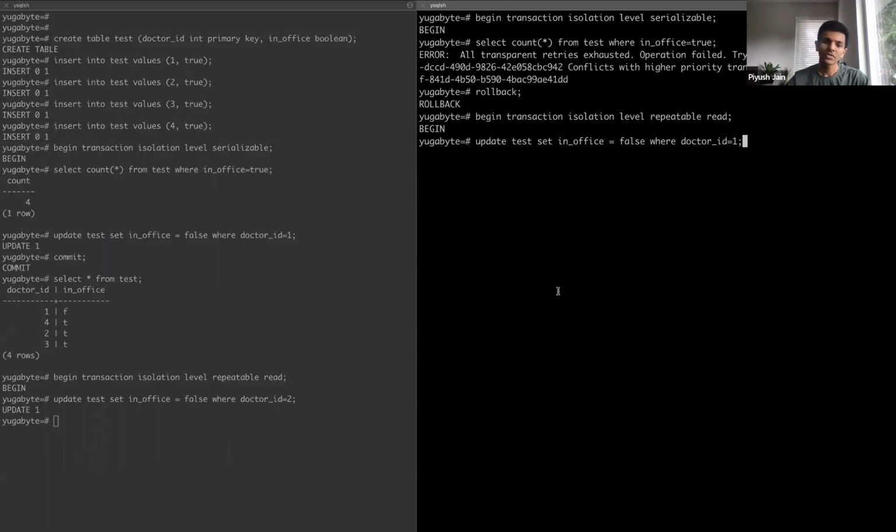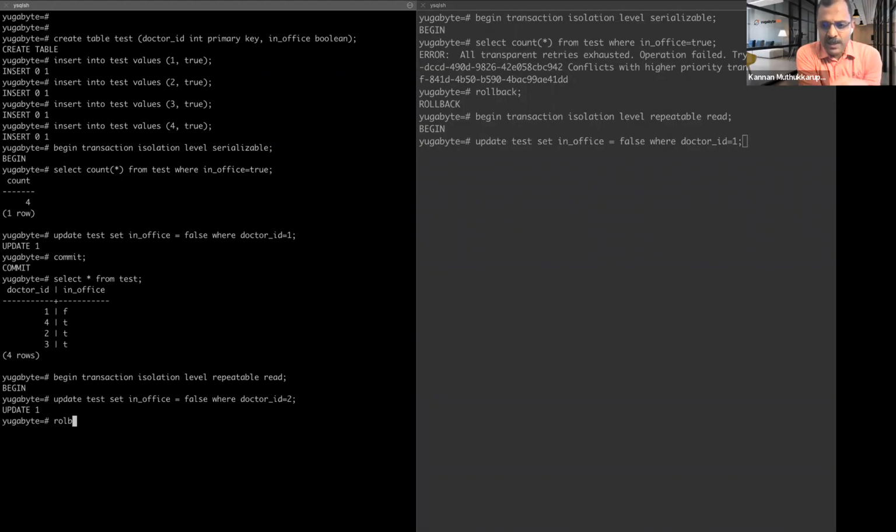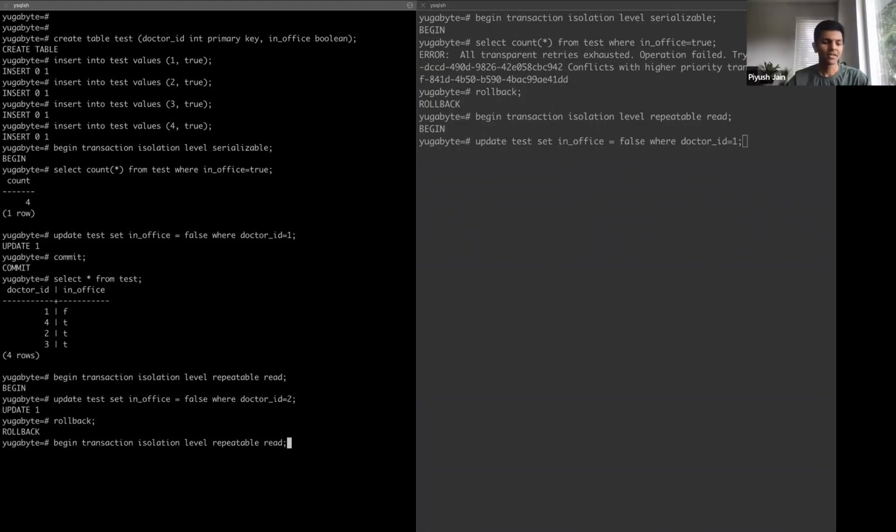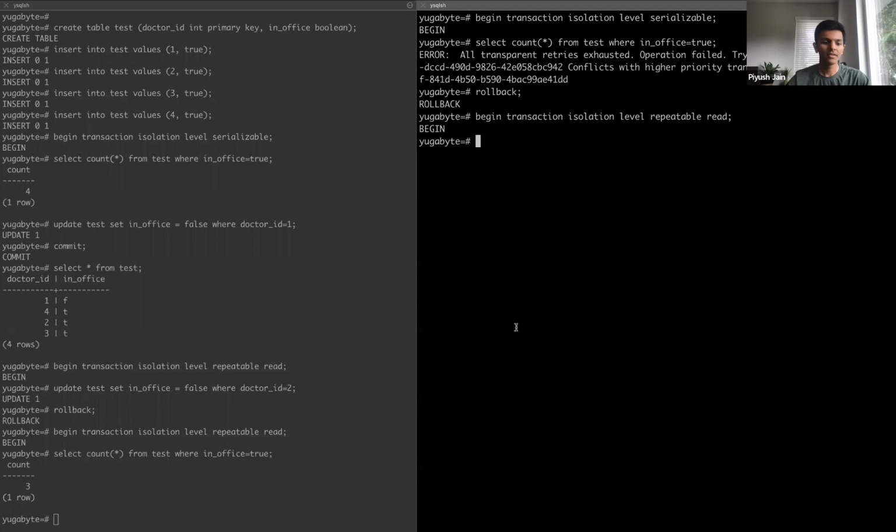And let's... actually the count update is wrong. The point is that you want to get the counts before. So let's do a select. As a user, I see 3 and I'm allowed to send one person out of office.